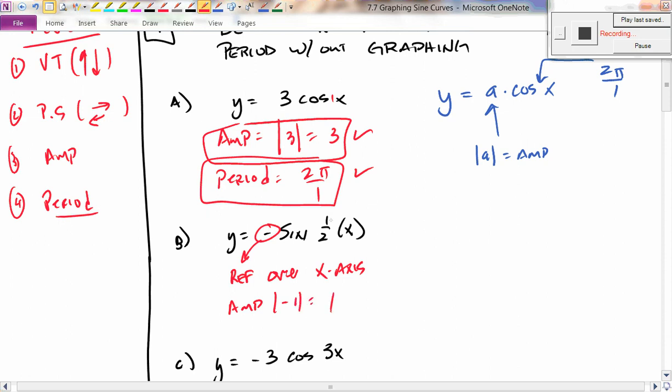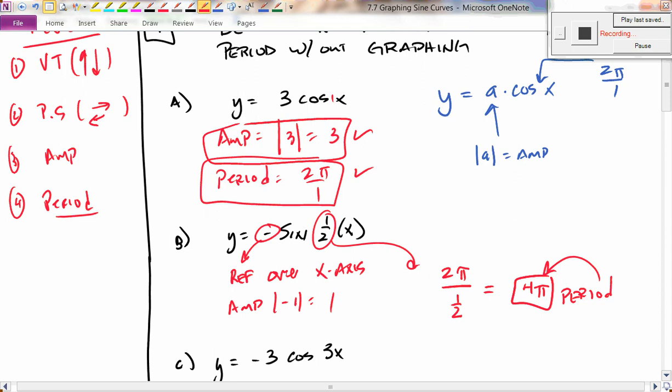All right? What does the 1/2 part do? It's used to figure out what the period is. So I take 2 pi and I divide it by a half. And that equals 2 pi times 2, so that gives me 4 pi. So the period is equal to 4 pi, which means that it takes twice as long to complete one full cycle. Usually a full cycle is just 2 pi.